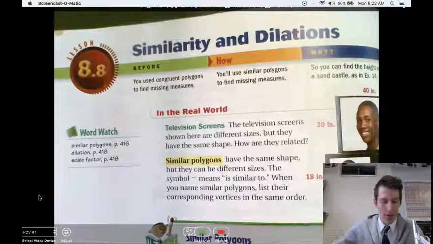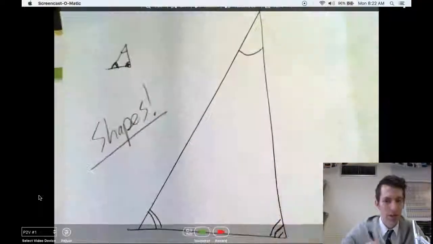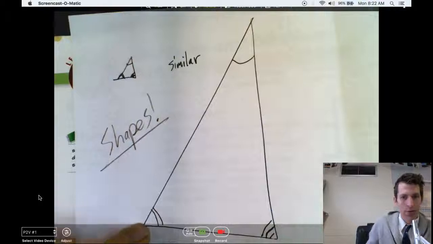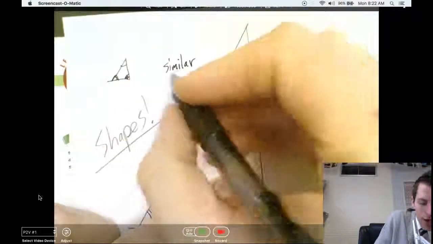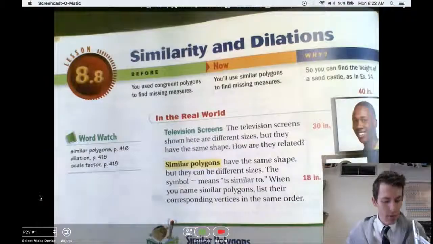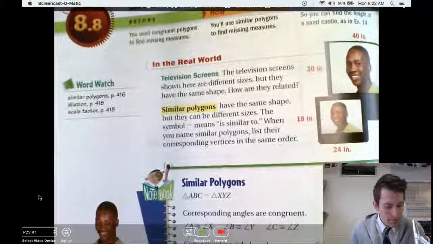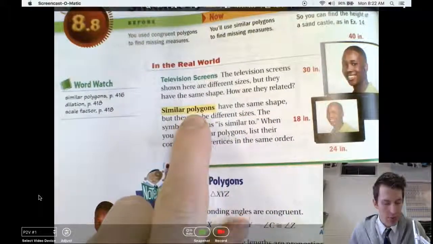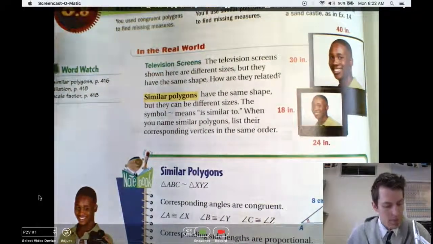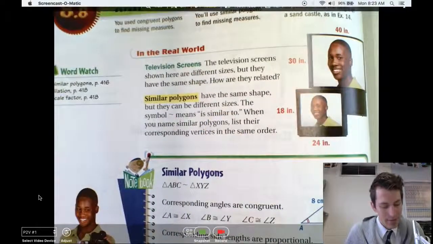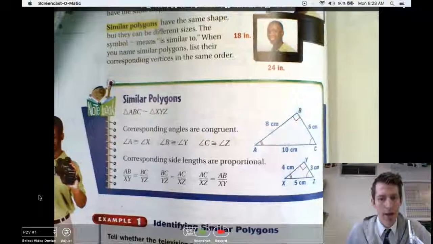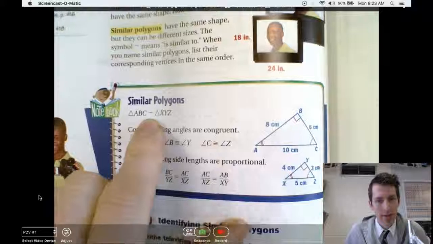Similarity and dilations. We would call these two triangles similar. They're not equal, they're not congruent, they are similar, and that's the symbol we use for similarity. Okay. So check this out. They have the same shape, similar polygons. This works not only for triangles, but for quadrilaterals and other shapes. They have the same shape, but they're different sizes.